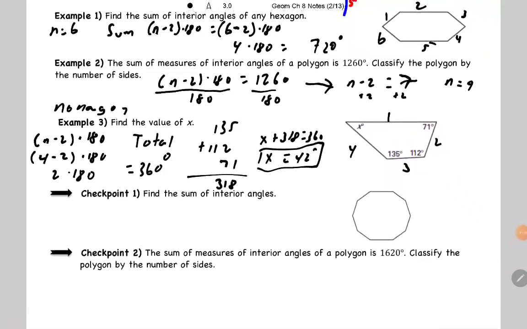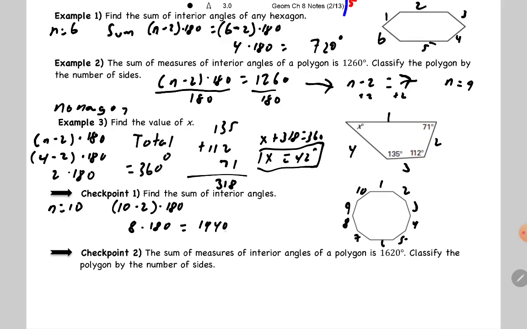Okay, checkpoint 1. Find the sum of interior angles. So this is 1, 2, 3, 4, 5, 6, 7, 8, 9, 10. This is a decagon, so my n is 10. So 10 minus 2 times 180. That'll be 8 times 180, which is 1440.